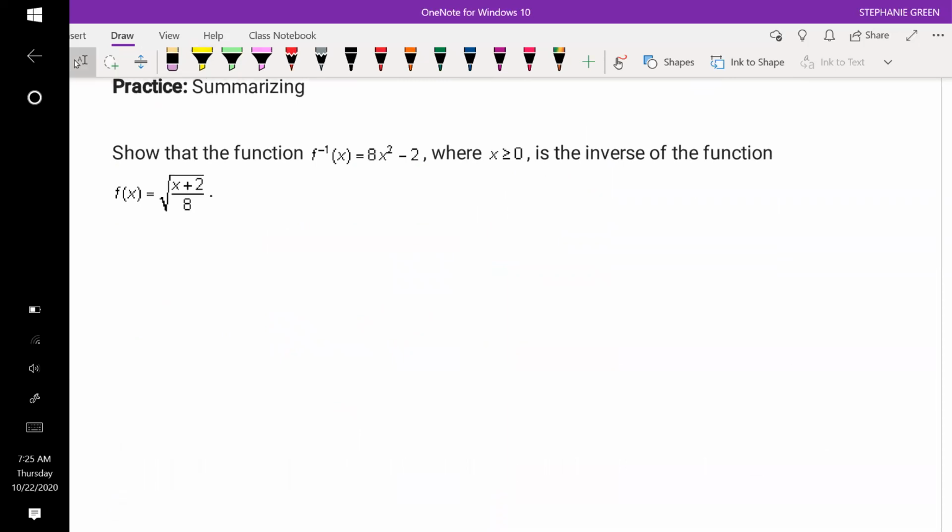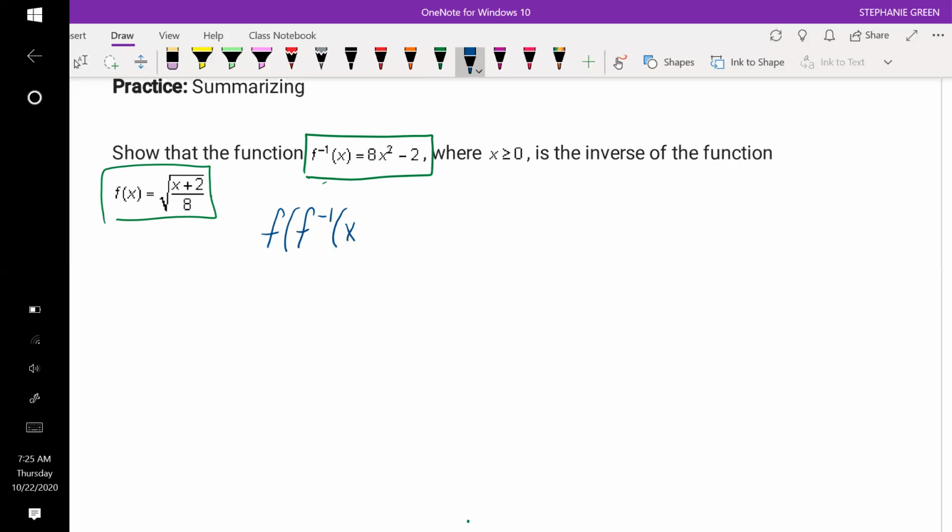All right, here we're going to do another one. Show that this function, 8x squared minus 2, is the inverse of this function. So again, we're going to make a composition, and I can make my composition in any order. So I'll do it this way, f of f inverse of x.